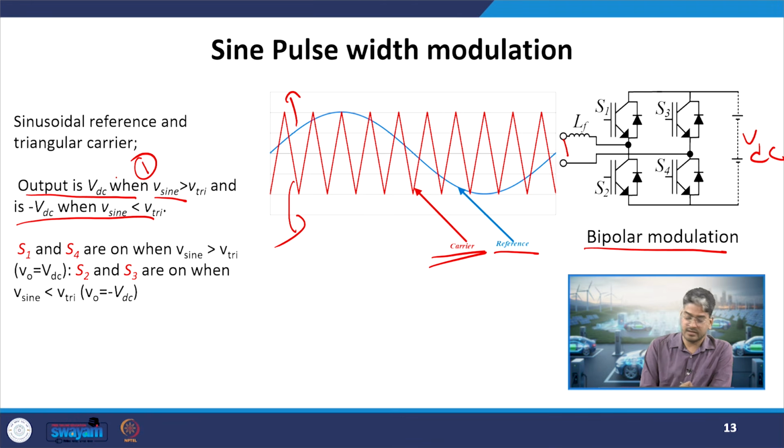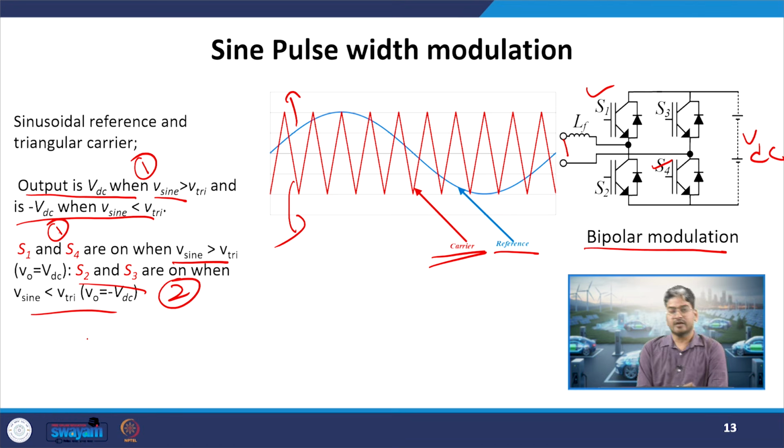Suppose I consider this as case 1, where my V sine wave is greater than the triangular wave. So, how will I impose plus VDC over here? I have to turn on S1 and S4. The same case is written over here. For case 1, when V sine is greater than the triangular wave, I will turn on S1 and S4. When the complementary case is true, I will turn on S2 and S3.